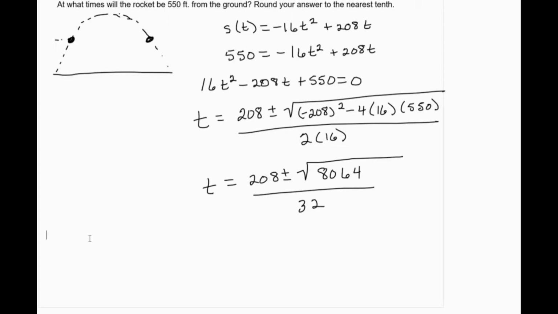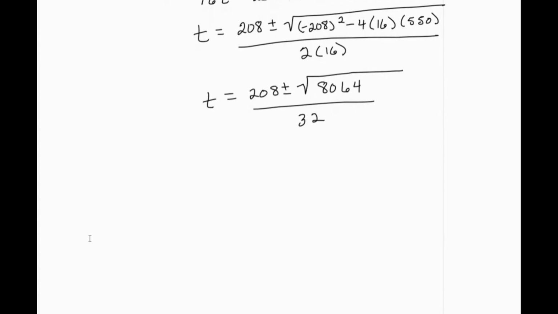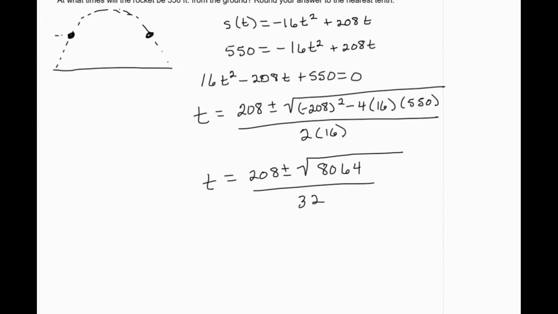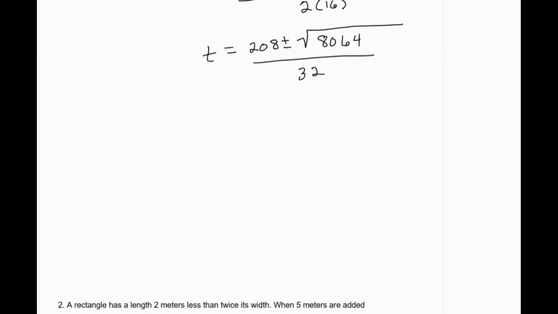Now, I have two different answers here. And the reason why I'm getting two different answers is because I have the ball hitting at 550 feet when it's going up, and then, is it a ball or a rocket, whatever it is, it's going to be at 550 feet when it goes up, and then again on the way back down. So I'm going to write this expression here into two different answers.